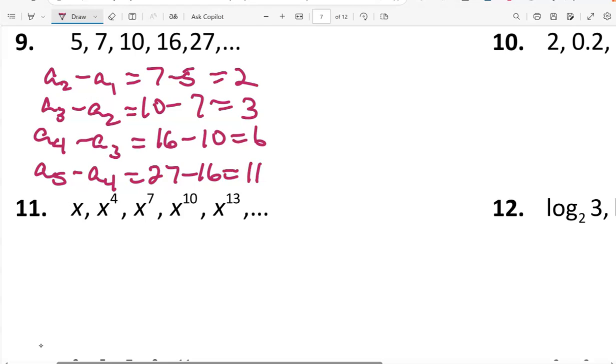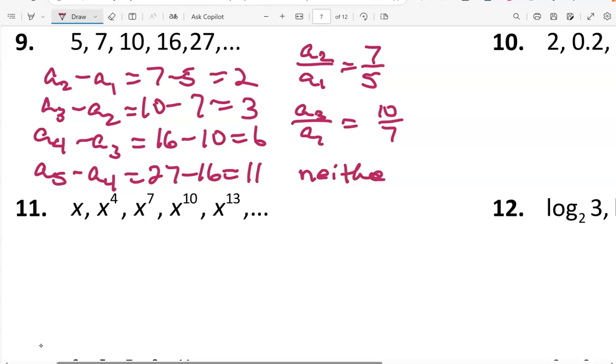So let's take a look at ratios. A sub 2 divided by a sub 1 is 7 divided by 5. A sub 3 divided by a sub 2 is 10 divided by 7. Stop. The two ratios are not equal, so this is neither arithmetic nor geometric.